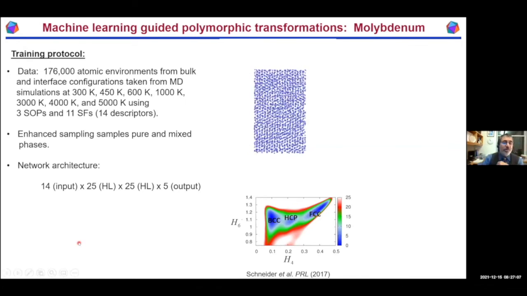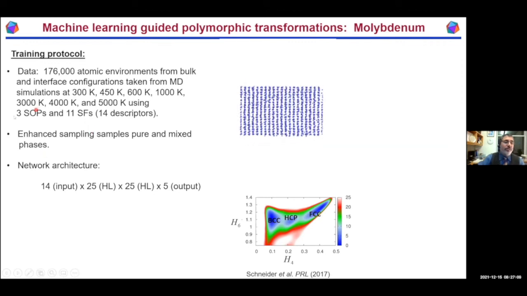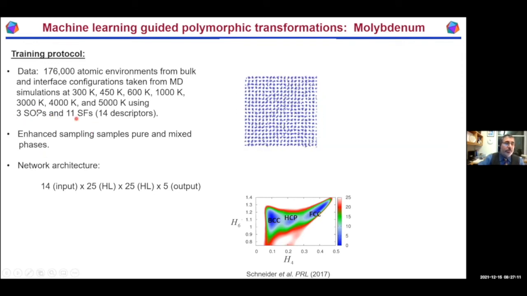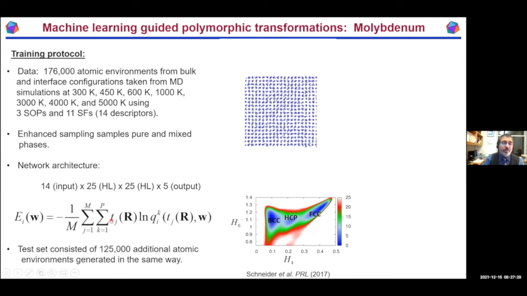Here's my neural network architecture. I've got 11 symmetry functions and 3 Steinhardt parameters, 14 descriptors. I have 2 hidden layers with 25 nodes in each layer, and then my 5 outputs. And of course, because it's a classification problem, this is the cost function I'm using. So that's my neural network. These are the target values.